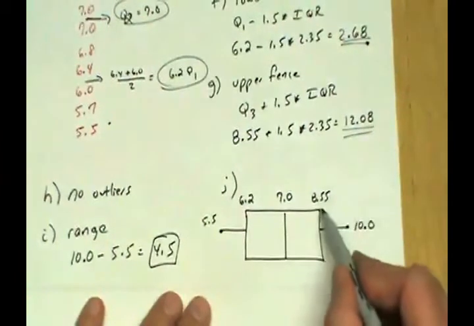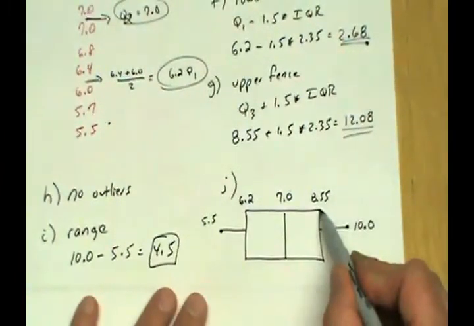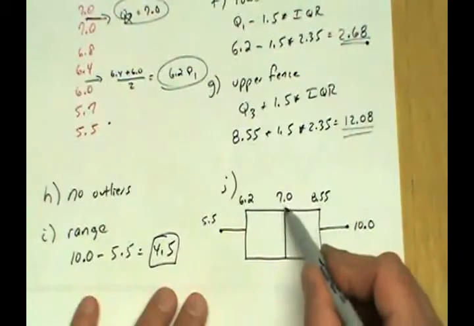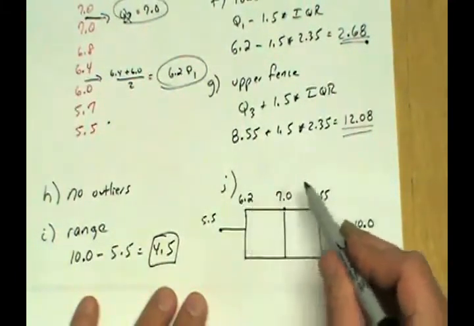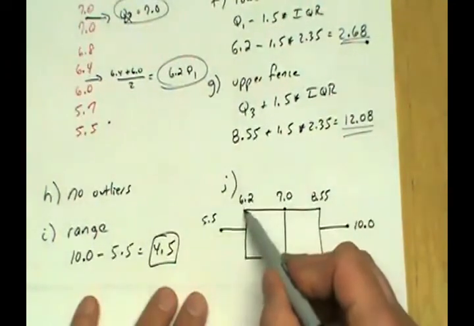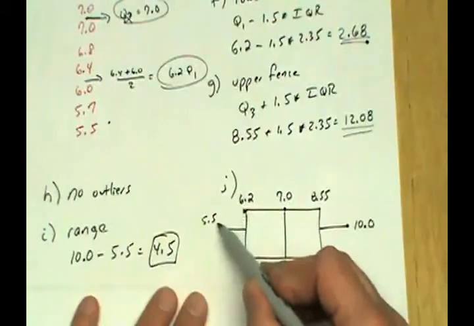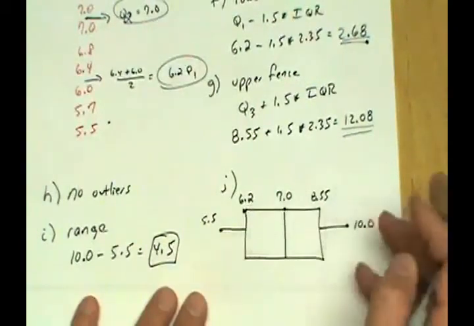Okay, Q3 would represent the data that breaks up the highest quarter from the next highest quarter. 7.0 is right in the middle. Q2, that's the upper half and lower half as above and below. And then 6.2 would be Q1, and that would be a quarter of the data is below, and then the other is above. All right, let's do number 3.